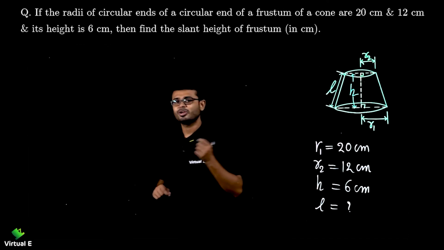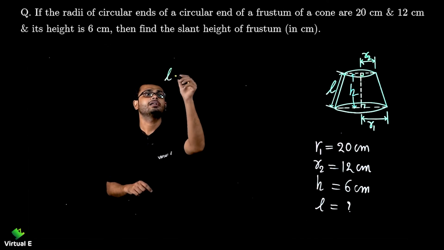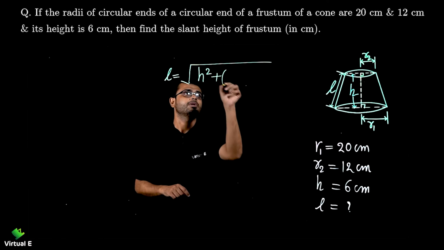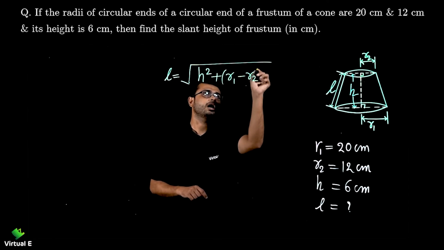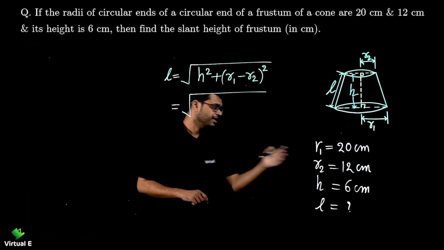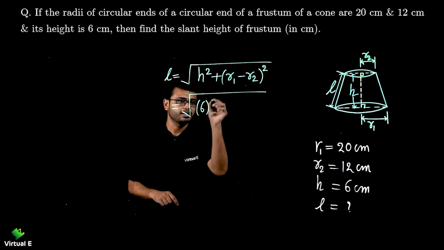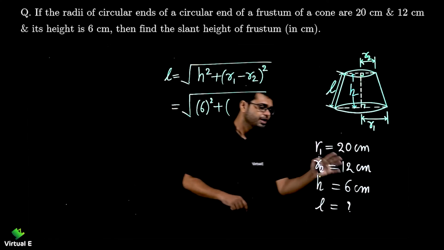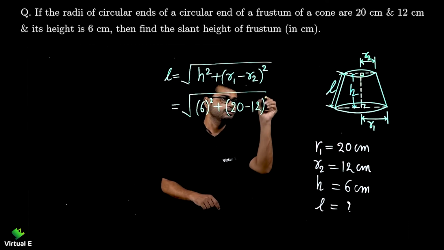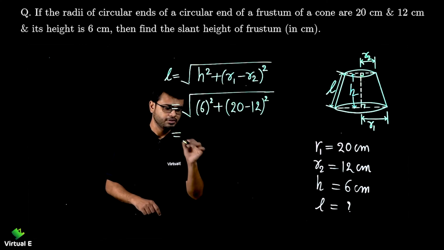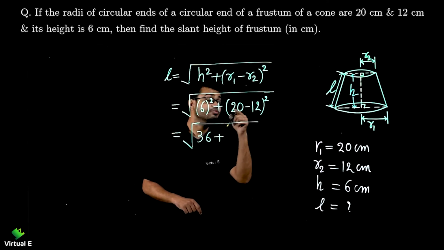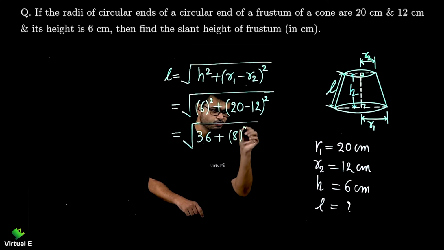We can directly apply the formula over here. That's very simple. So L is equal to the square root of h square plus R1 minus R2 whole square. Done. So the square root stays as it is. Let's substitute the values, 6 here, 6 square. Remember here there is a subtraction of the 2 radii, that is 20 centimeter minus 12 whole square, is equal to 6 square, that is 36, plus 20 minus 12 will give you 8 square.